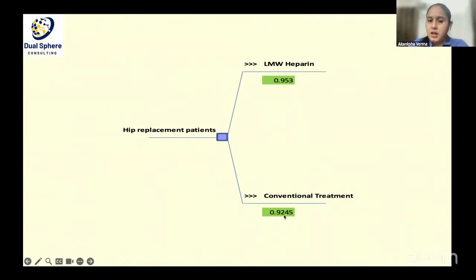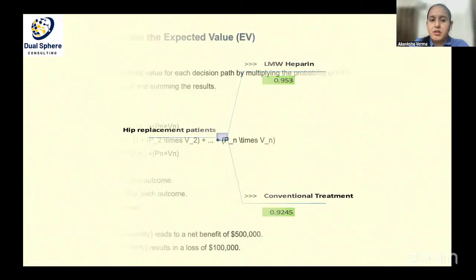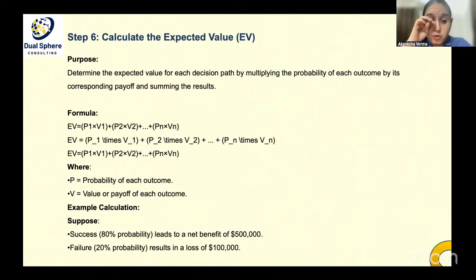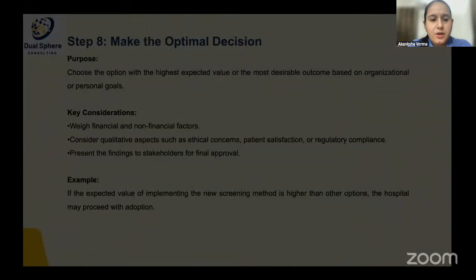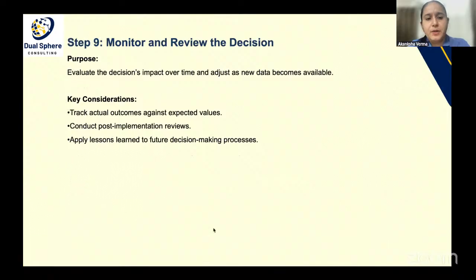And then you can do the incrementals, so expected values would be calculated. The same thing is explained here, just in a formula. So moving on. Now, once you are done with it, you perform the sensitivity analysis. I'll just skip it and I'll show it in the Excel file. Let me show you the Excel now.